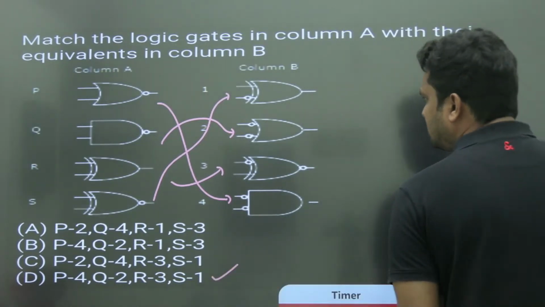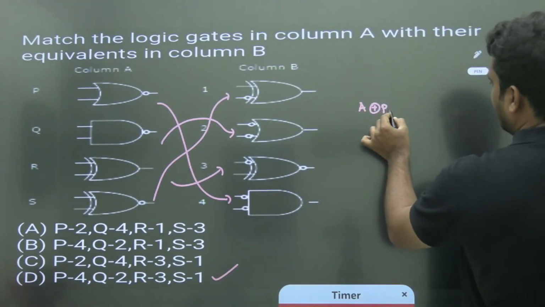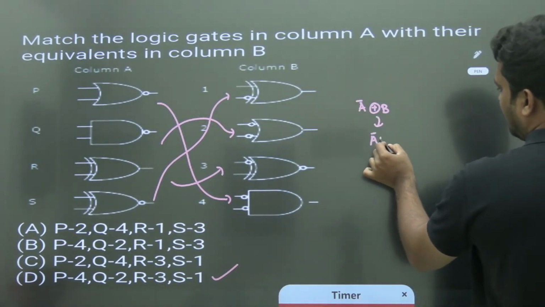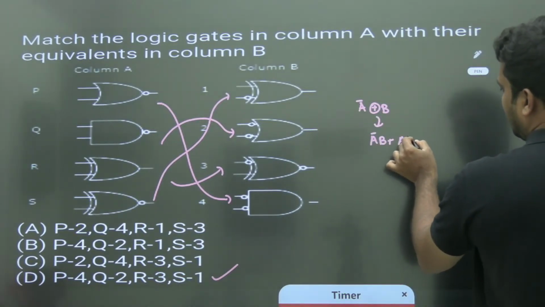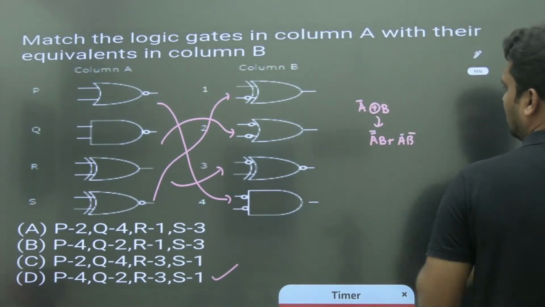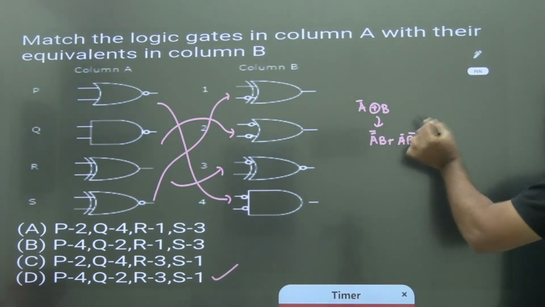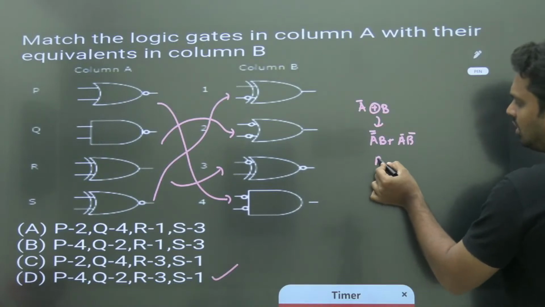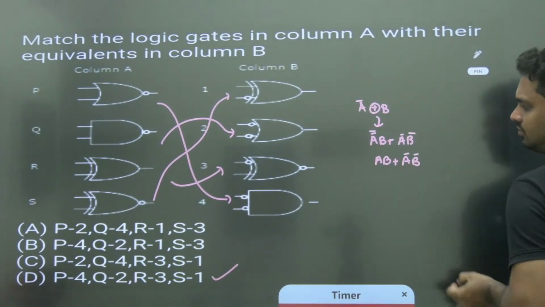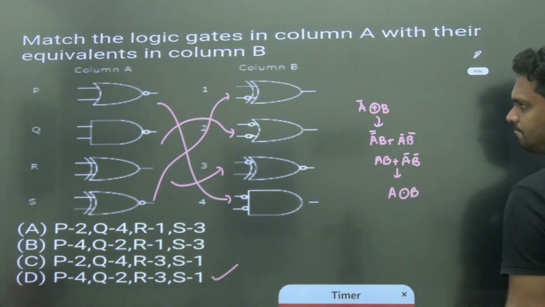I'll explain this. In A XOR B, if one of the inputs is complemented, what happens? What is A XOR B? A bar B plus A B bar. But in place of A, here A bar is connected. Normally A XOR B is A bar B plus A B bar, but here in place of A you should take A bar. Then it will become A B plus A bar B bar. That is nothing but A XNOR B. Got it?